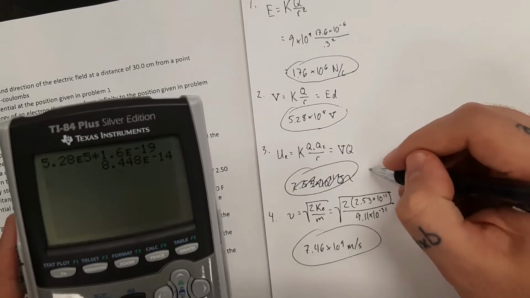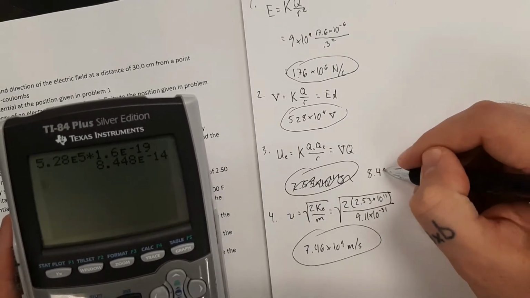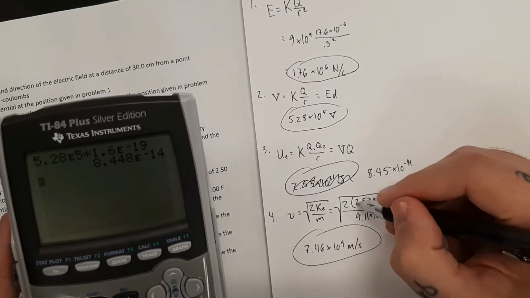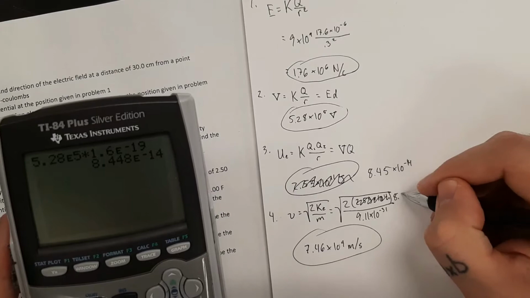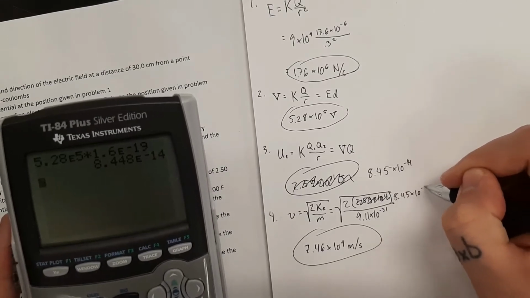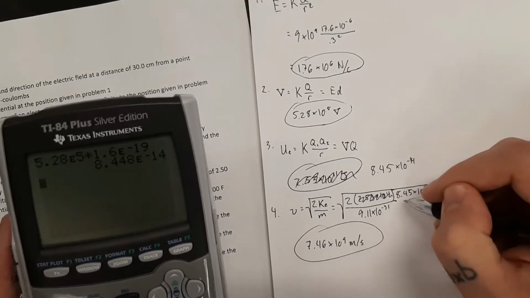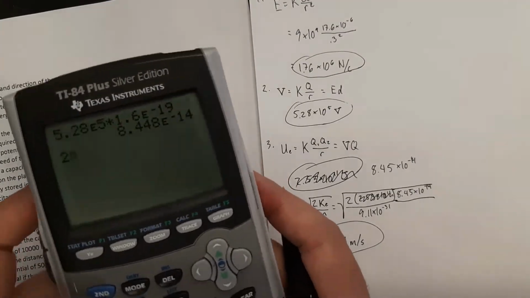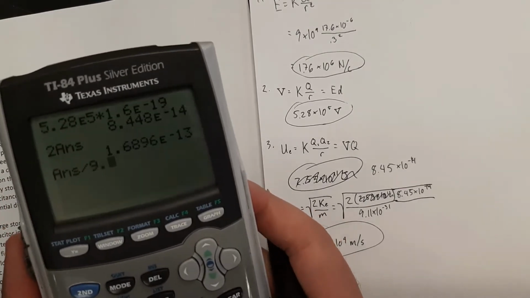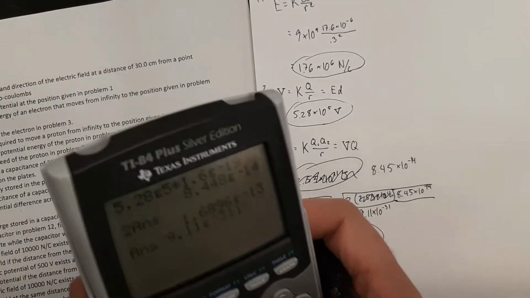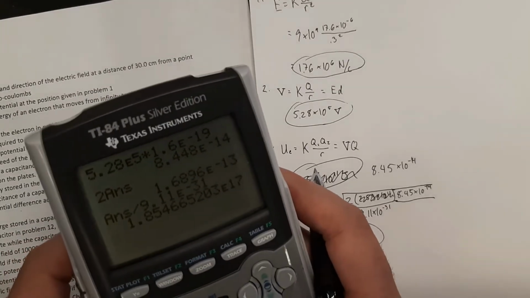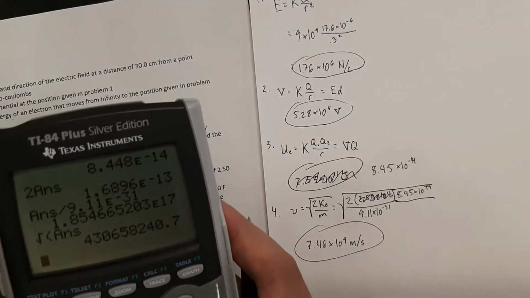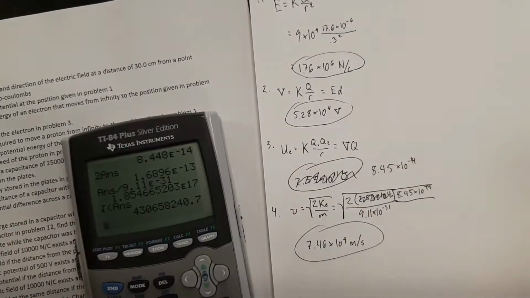So that's going to be 8.45 times 10 to the negative 14th. Unless I'm making another error, that happens. I'm kind of lazy. So then 2 times that divided by the mass of an electron, and then taking our square root. Well, that's still bigger than the speed of light. Okay, well, we're going to go with it.